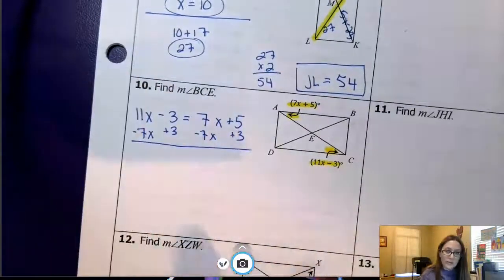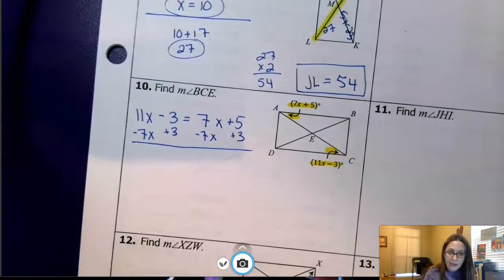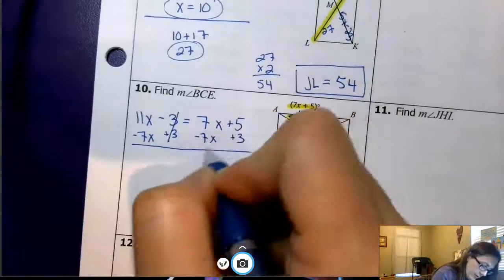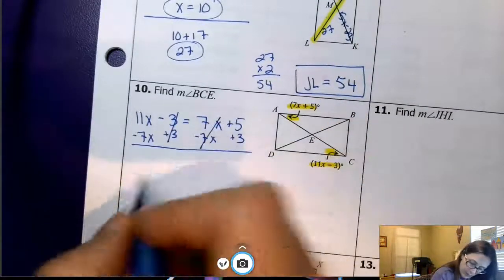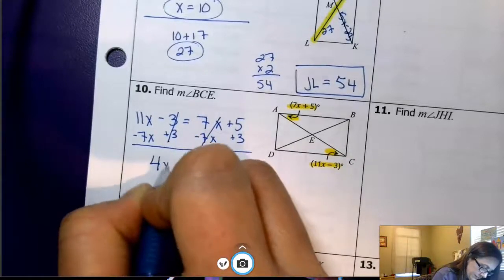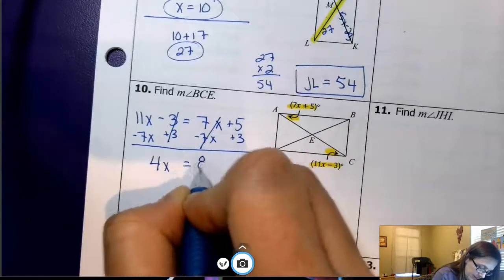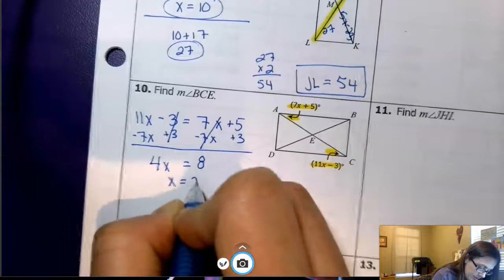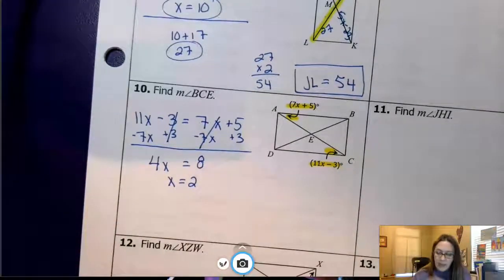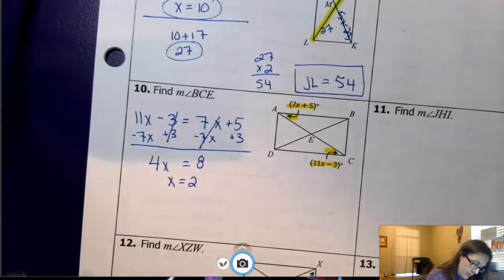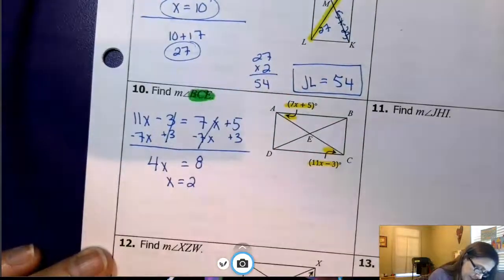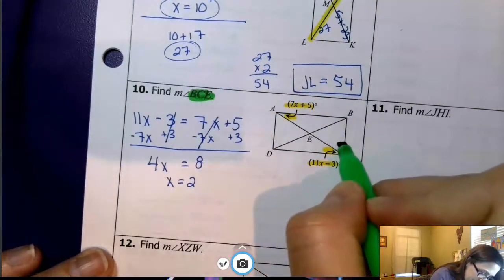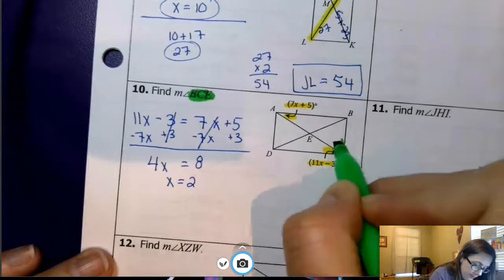So I didn't walk through the steps up above, but remember, get your variable on one side, get your numbers on the other. Those are going to cancel out. I end up with 4x equals 8. Divide, I get x equals 2. Now, what is it asking me to solve for? It wants me to figure out angle BCE. BCE is this angle right here.